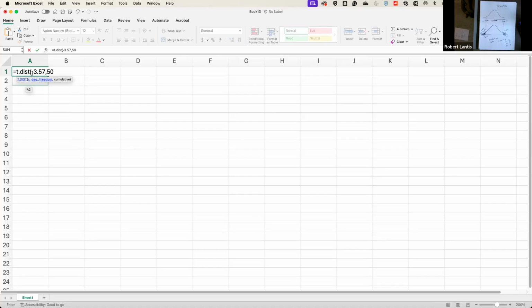And then just like the normal distribution, do I want it to be cumulative, right? Do I want the area to the left or non-cumulative? We don't really ever use the non-cumulative option. So comma one. This should give me the area to the left of negative 3.57. Sure enough, it's something less than 0.005, much less. But my total p-value, remember, would be this times two. So I could use this to be very precise, look up any test statistic.